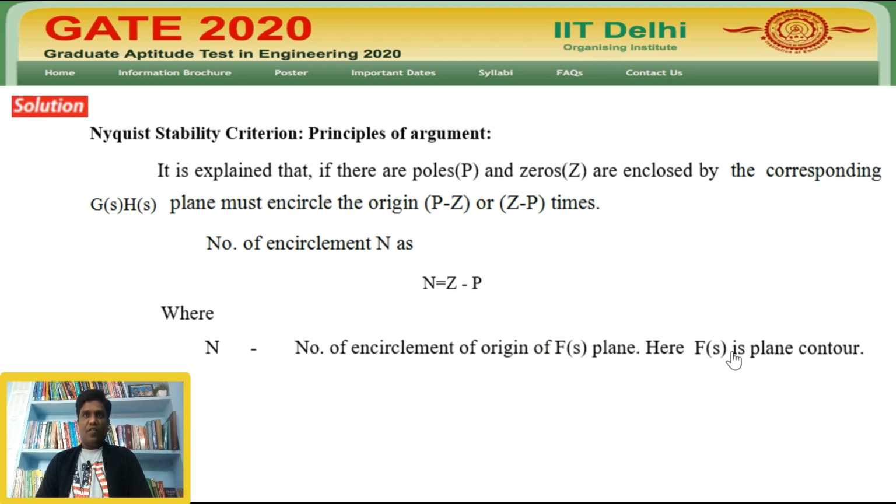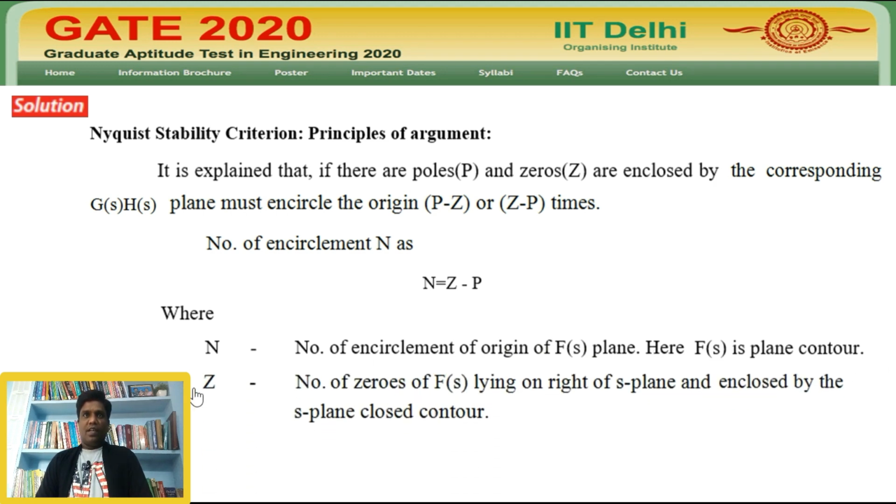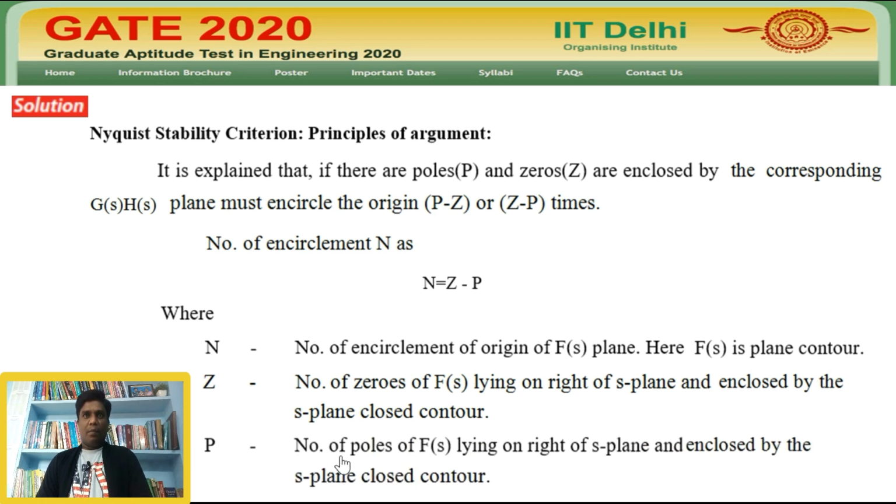Here F(s) is the plane contour. Z is the number of zeros of F(s) lying in the right half of the s plane and enclosed by the s plane closed contour. P is the number of poles of F(s) lying in the right half of the s plane and enclosed by the s plane closed contour.